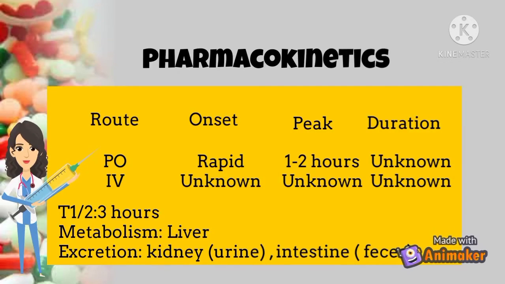For my pharmacokinetics, my route is PO, and the onset is rapid, the peak is 1 to 2 hours, and the duration is unknown. For my route as an IV, the onset is unknown, the peak is unknown, and the duration is unknown. My half-life is 3 hours, I am metabolized in the liver, and I am excreted in the kidney as urine and in the intestine in the form of feces.